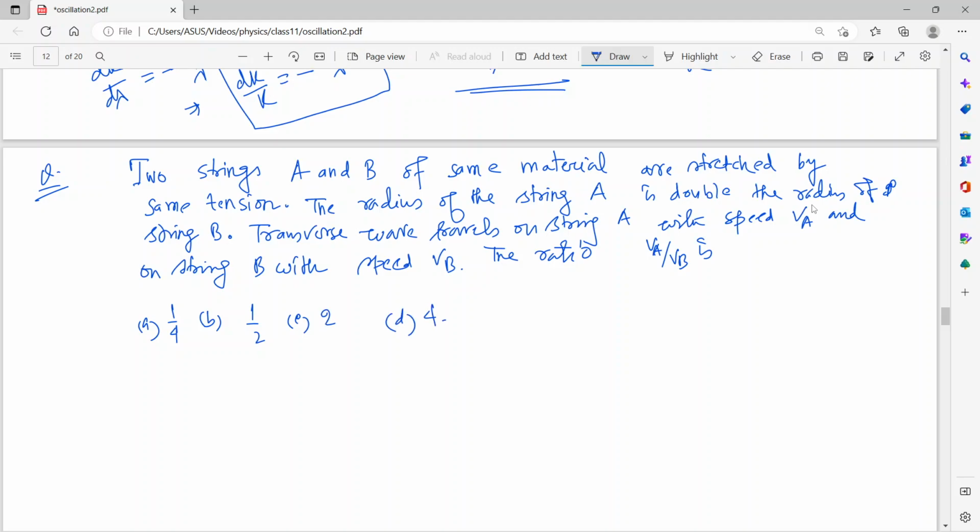That means two strings are there, A and B, of the same material that are stretched by same tension. The radius of string A is double the radius of string B. The transverse wave travels on string A with speed VA and on string B with speed VB. What should be the ratio of VA by VB? That is the question. Let's try once, then we will solve the problem.